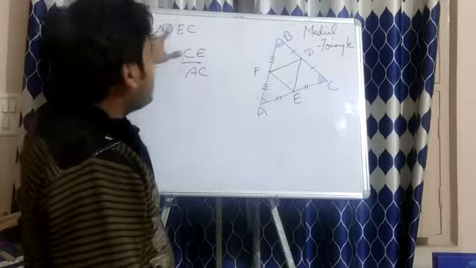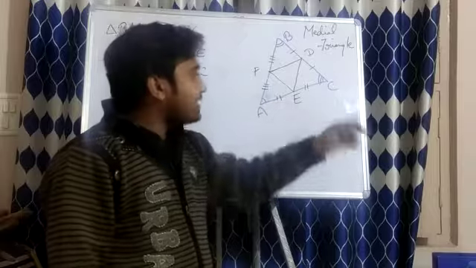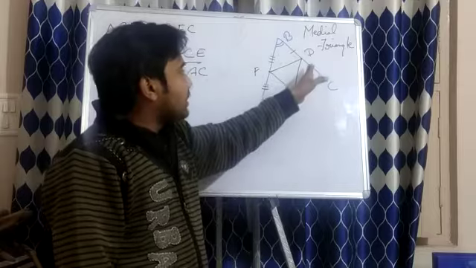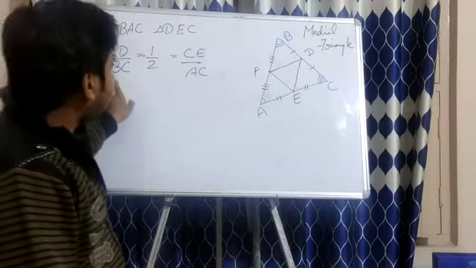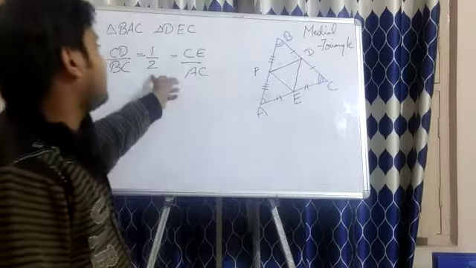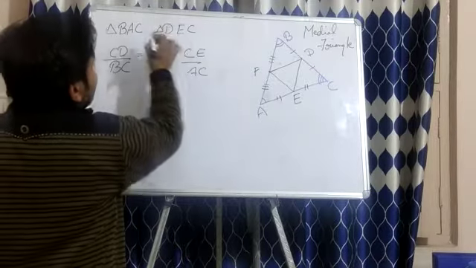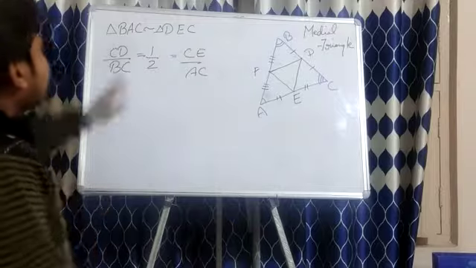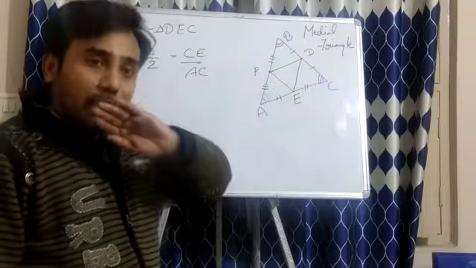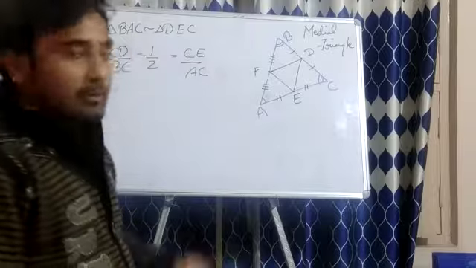Now in these two triangles we have one angle common, and the ratio of the corresponding sides on either side of this angle is equal, which is half. Therefore we can clearly and safely say that triangle BAC is similar to triangle DEC. And since these two triangles are similar, the ratio of all the corresponding sides in these two triangles will be equal.